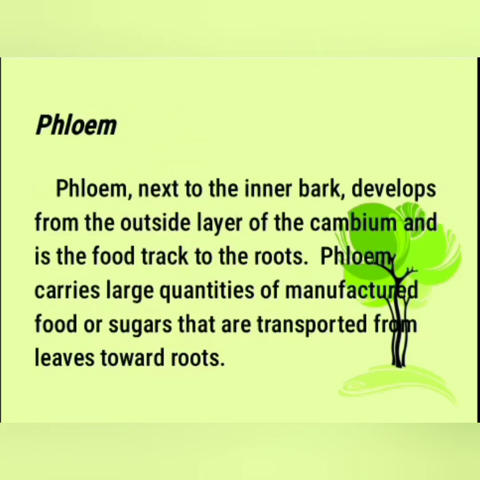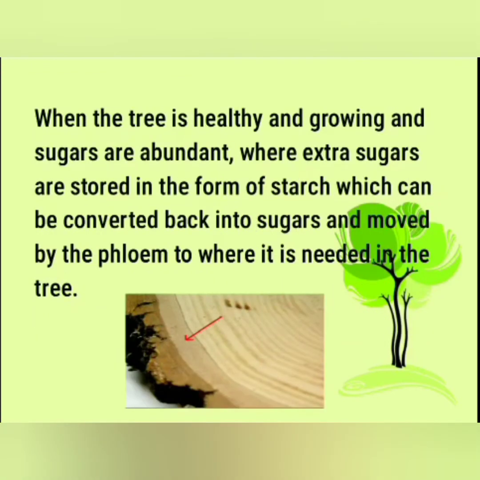Phloem. Phloem, next to the inner bark, develops from the outside layer of the cambium and is the food tract to the roots. Phloem carries large quantities of manufactured food or sugars that are transported from leaves toward roots. When the tree is healthy and growing and sugars are abundant, extra sugars are stored in the form of starch, which can be converted back into sugars and moved by the phloem to where it is needed in the tree. So phloem is a thin layer of living cells and is responsible for transporting food around the tree.